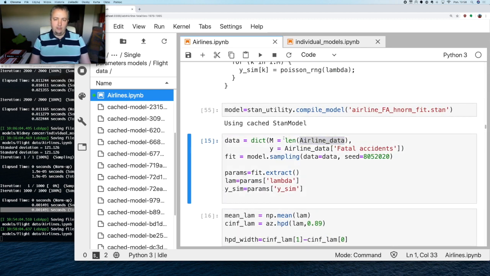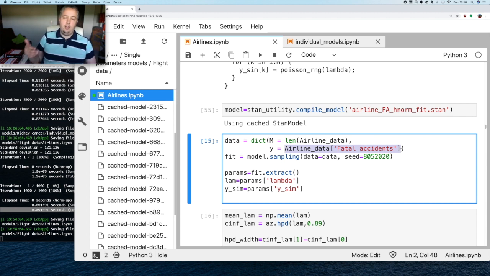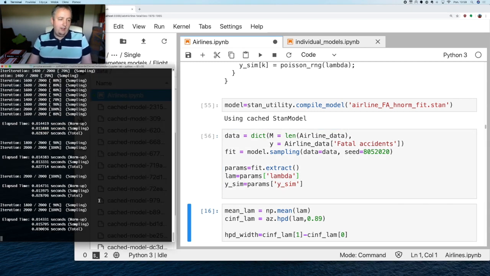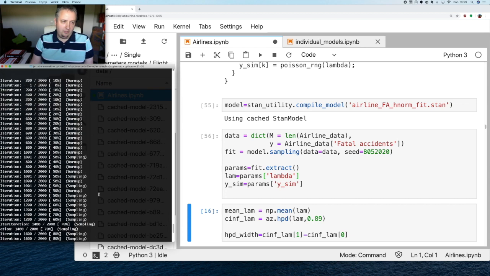And m is the number of our rows, and y is our values of these fatal accidents. This is nice because, even if that is a Pandas series, it is being processed in a way that is useful for Stan. We don't have to convert it too much. And of course, we'll be doing some sampling using our model, using our data with a given seed. Then we extract our parameters, and again we will have a lambda and YSIM. Here a bit more is happening, but really this problem is very, very fast.